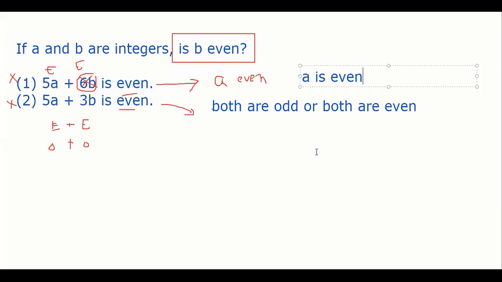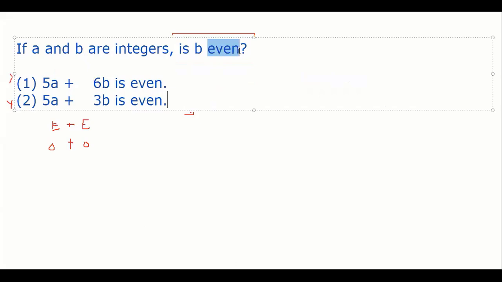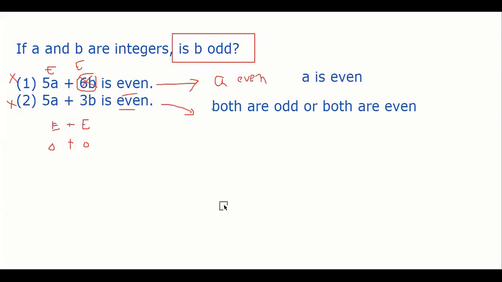No, sir. Clear, sir. Very good. Anybody else? Any question? Okay, if I change the question and say, is B odd, then what will be the answer? Either, neither, 1 alone, 2 alone, or both. Tell me.